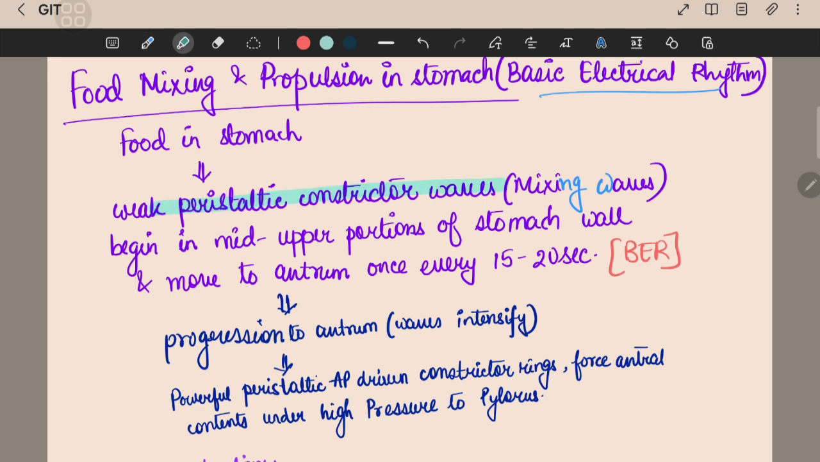So there will be weak peristaltic constricted areas which will have mixing waves generating, because these are weak peristaltic contractions, and they will mainly happen in the mid to upper portions of the stomach wall and eventually move to the antrum every 15 to 20 seconds. So this generation of peristaltic constriction at the upper levels of the stomach, slowly progressing into the lower level, is called the basic electric rhythm.